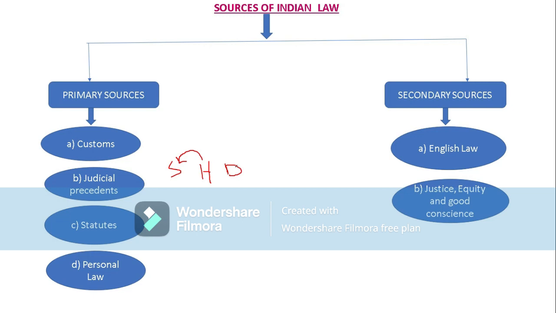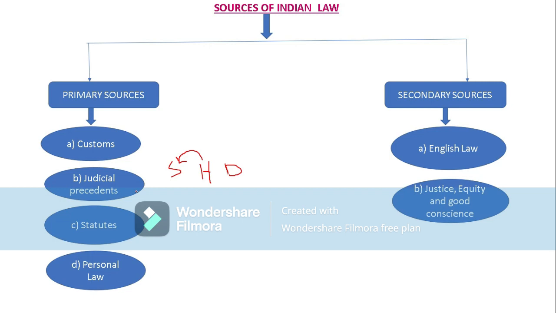Under judicial precedents, we can see two more types. Precedent has two parts: ratio decidendi and obiter dicta. Only ratio decidendi is binding in nature. It gives the reason used by the judge while giving the decision. So ratio decidendi is binding in nature.